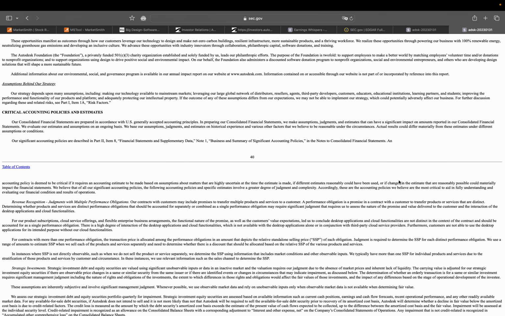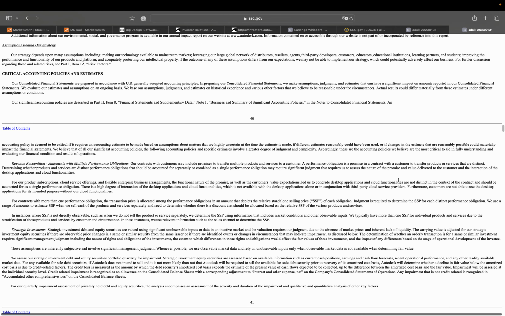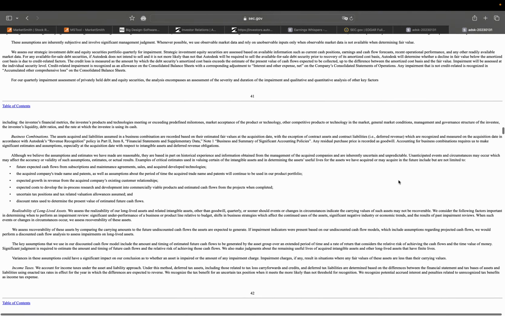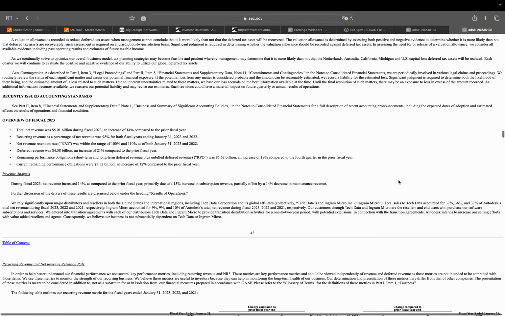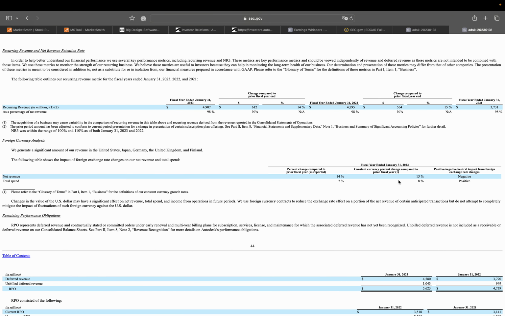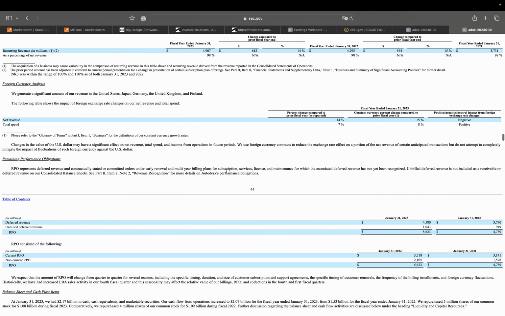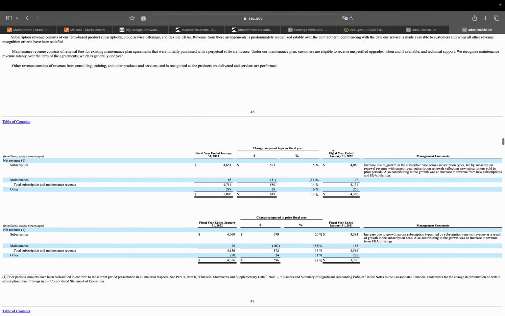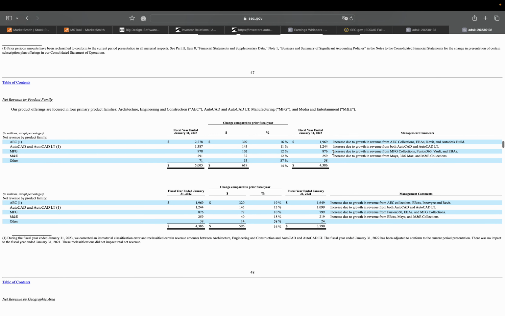Critical accounting policies and estimates. These are the parts that I'm not understanding very well, so let's skip over. Okay. Right, this is the part where the financial numbers come in, and I just look at the numbers. I really do not focus. It's expanding. Net revenue. Okay. So this is pretty much the way I'm skimming through a 10-K.